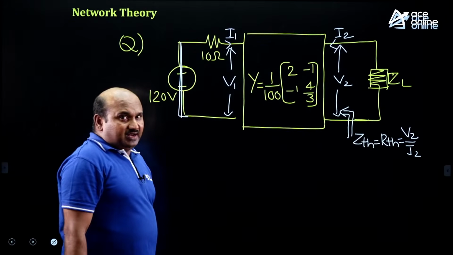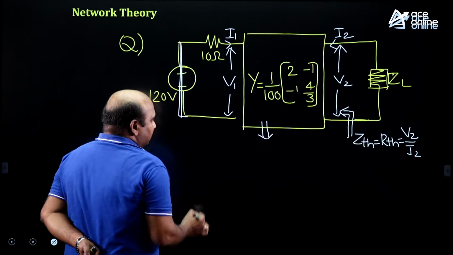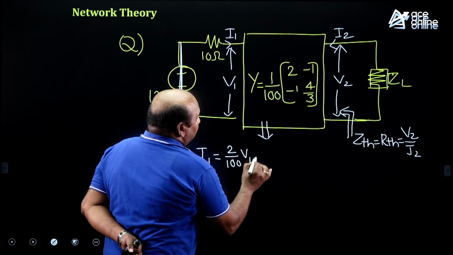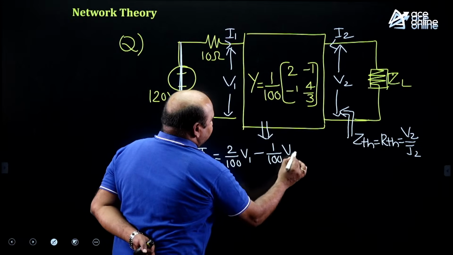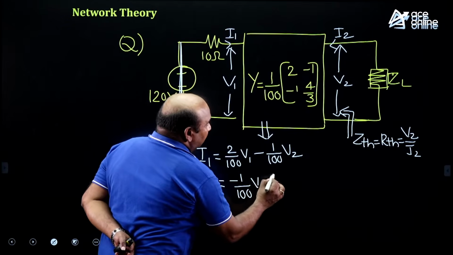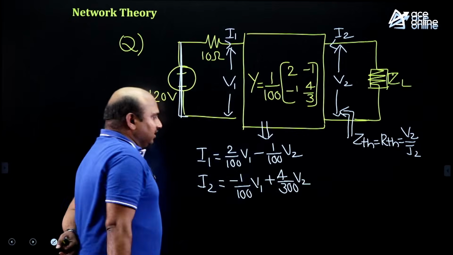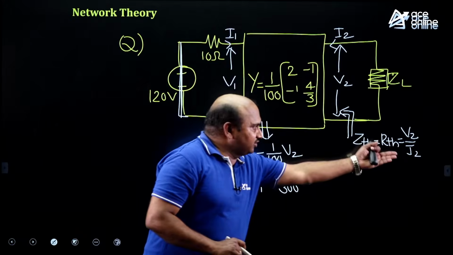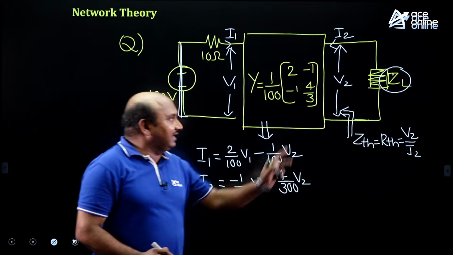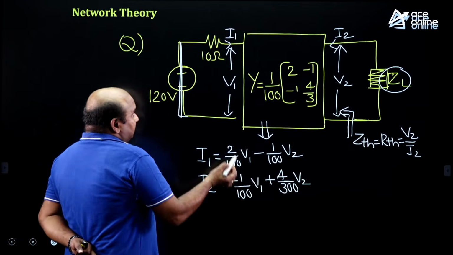Now let me define the Y parameters matrix equations. I1 is equal to Y11, that is 2 by 100 into V1, minus 1 by 100 into V2. The second one, I2 is equal to minus 1 by 100 into V1 plus 4 by 300 into V2. From these two equations, I need to get the ratio of V2 and I2, which is the ZL value for maximum power in ZL.